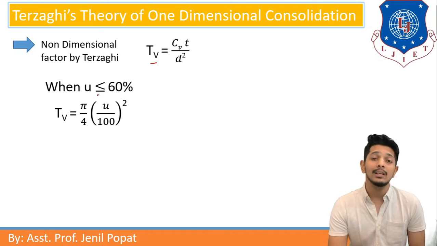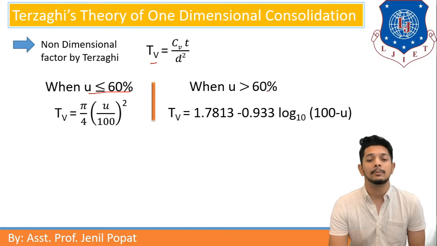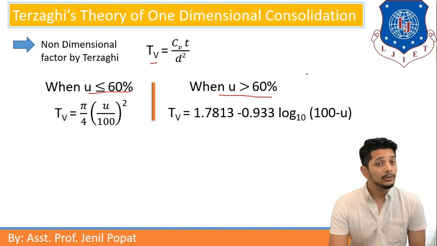Now, if the degree of consolidation is less than 60%, then the empirical formula for Tv can be written as π/4 × (U/100)². And if U is greater than 60%, we can write Tv = 1.7813 − 0.933 log10 (100 − U). So this is how we can find out the degree of consolidation as well as the time factor.